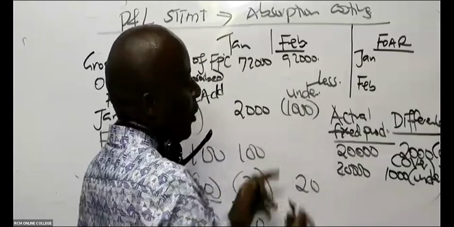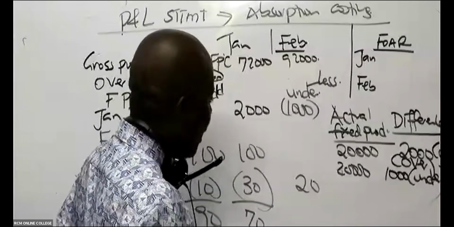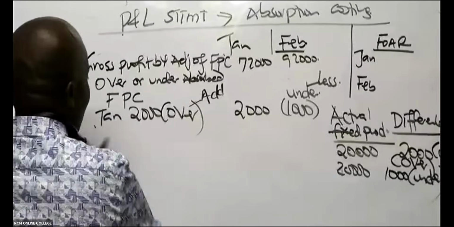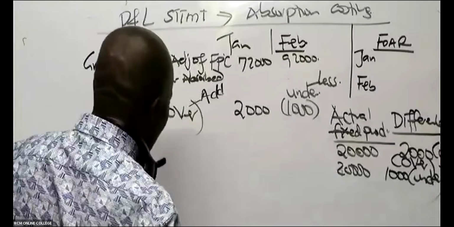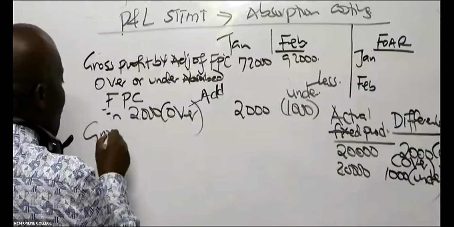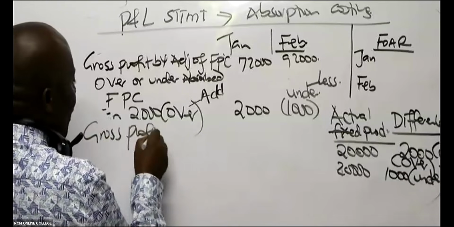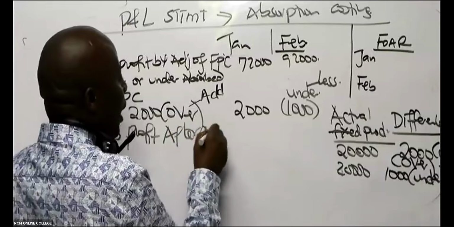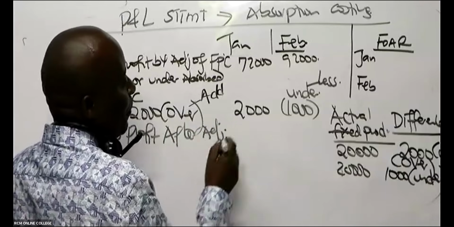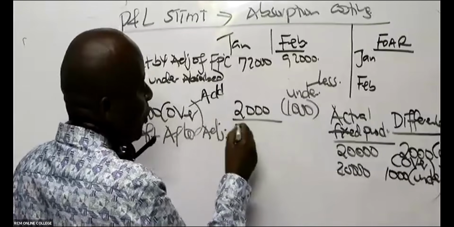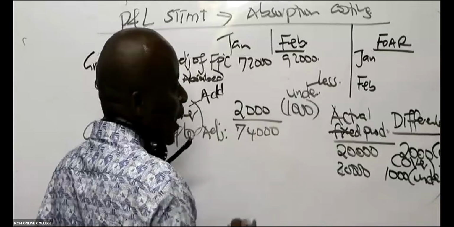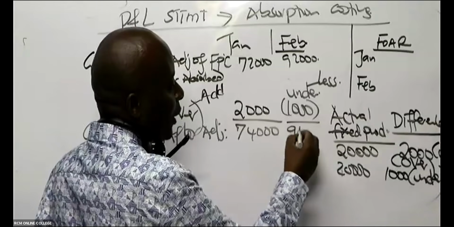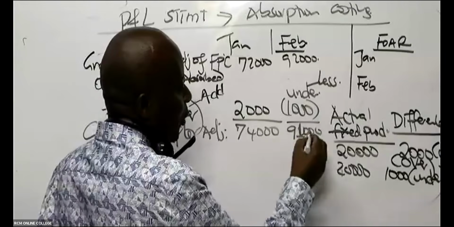So you put this in the brackets. So then at the end of the day, what figures are we getting here as our proper gross profit now? This is after the adjustments, as our proper gross profit. You can either just write it as gross profit or you say gross profit after adjustments. After adjustments, this will be 74,000. All right. And this will be what here, somebody? 91,000, like that.